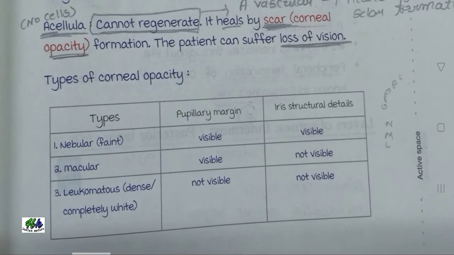Types of corneal opacity. There are three types of corneal opacity. First is nebular. In the nebular type of corneal opacity, the pupillary margin can be visible, and iris structure is also visible. But in the macular type, only the pupillary margin is visible, but iris structure is not visible. In the leukomatous type, the pupillary margin and the iris both are not visible.